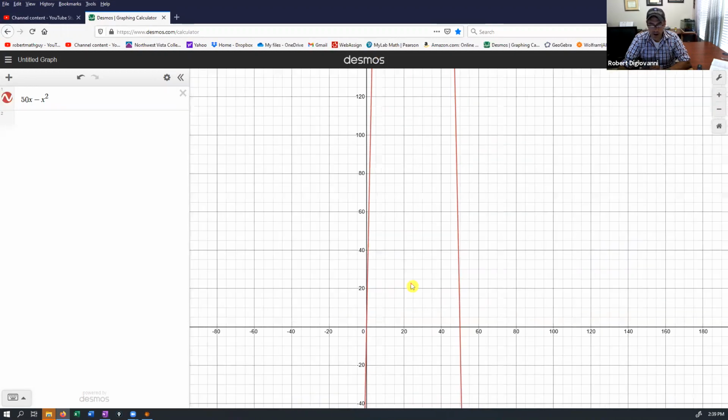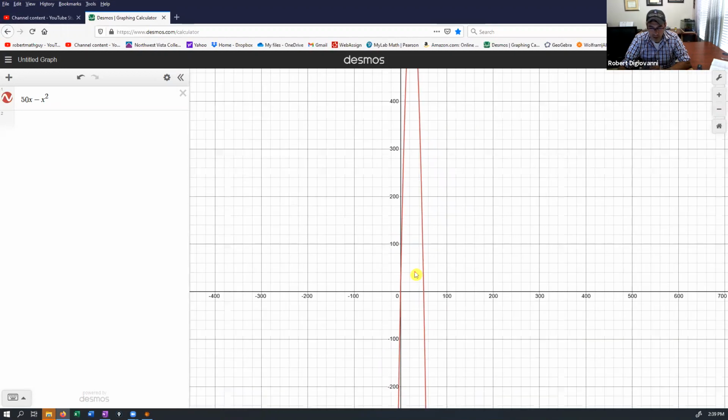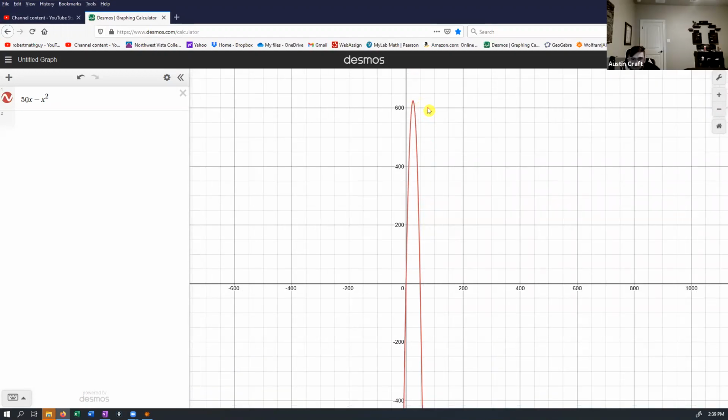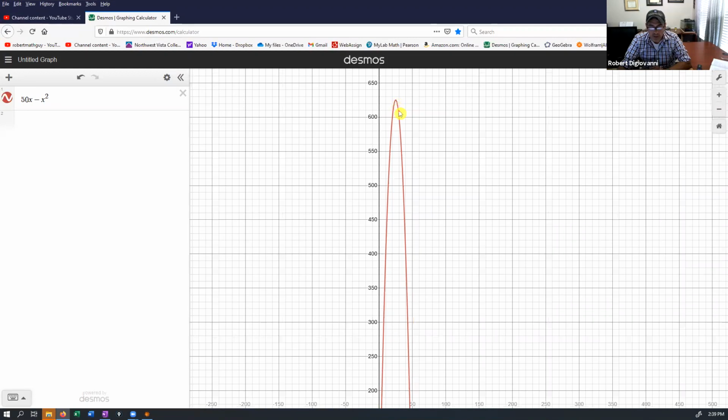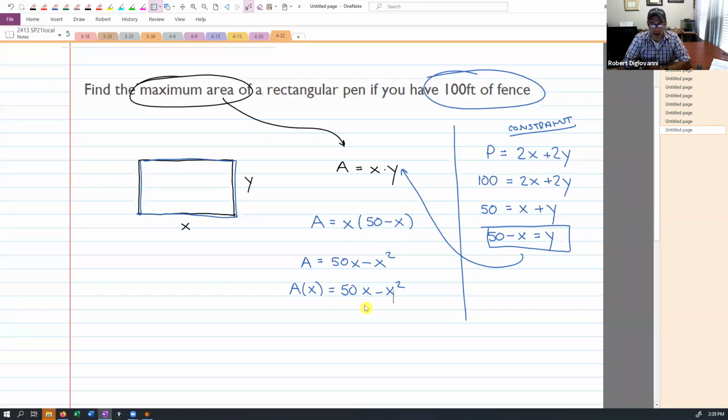There it is. That's the parabola. And guess what that parabola has on it? Look at what it has up here. Local max. It has a maximum, doesn't it? This function has a maximum, and we're trying to find the maximum area it can be.